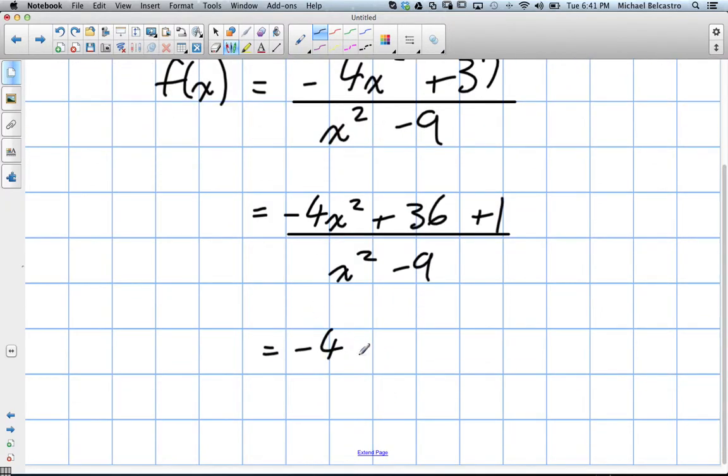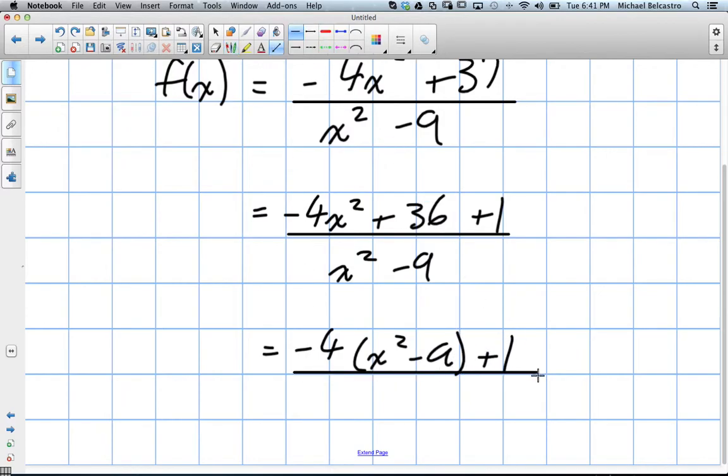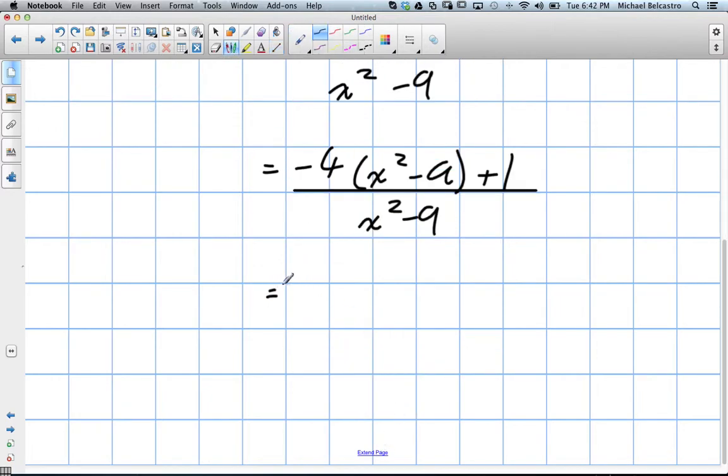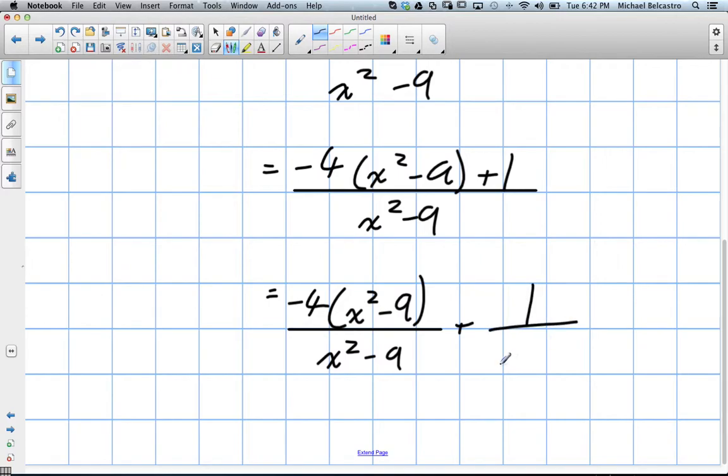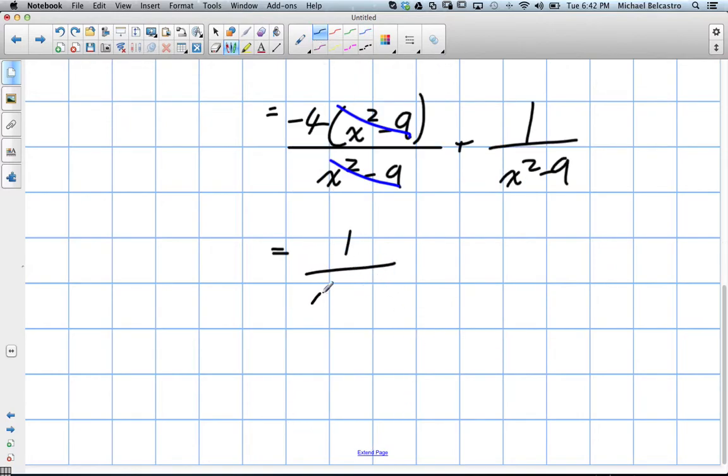From there we factor out negative 4, we get x squared minus 9 plus 1, all divided by x squared minus 9. From here we split the question into negative 4 times x squared minus 9 divided by x squared minus 9, plus 1 over x squared minus 9. These can now be eliminated, and we'll rewrite the function so that we have 1 over x squared minus 9, subtract 4. So this is a vertical translation down 4 units.